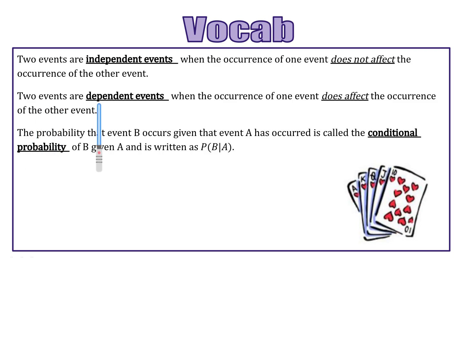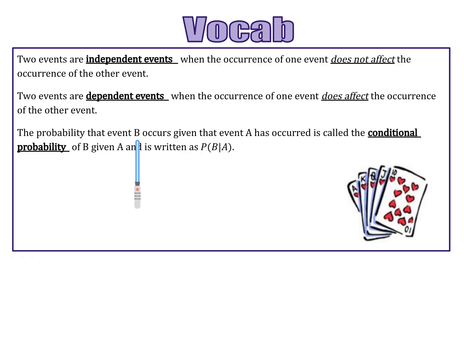As opposed to dependent, two events are dependent events if the occurrence of one does affect the occurrence of the other. So for example, if I was looking at a deck of cards and I took a card out of the deck and I didn't put it back in the deck, that would affect what could possibly happen the next time I draw a card.